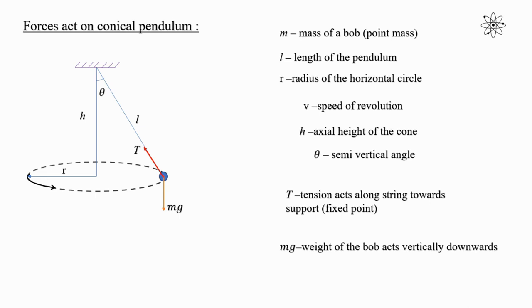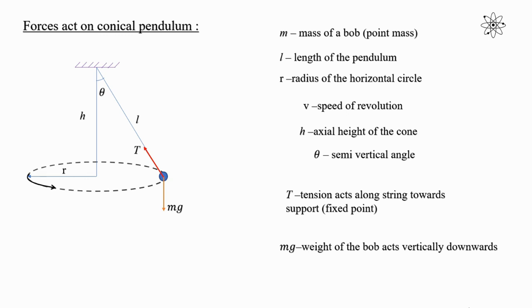Now students, here we do not consider the weight of the string, because the string selected for a conical pendulum should be inextensible and lightweight. So here we have to just consider the weight of the bob.